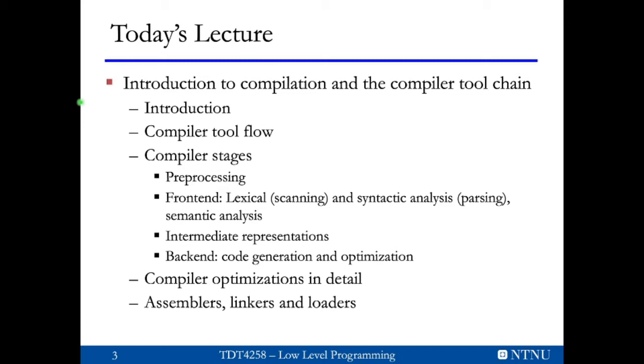And the result of your front-end processing is a so-called intermediate representation, and this intermediate representation is then used by the backend to generate machine code. So this generates the real code that's executable on the machine, and there are different stages to optimize that code. And after this, we'll take a detailed look at some of the common compiler optimizations, how they work, what you can achieve with these, and finally, we'll take a look at the remaining parts of our compilation toolchain: assemblers, linkers, and loaders.